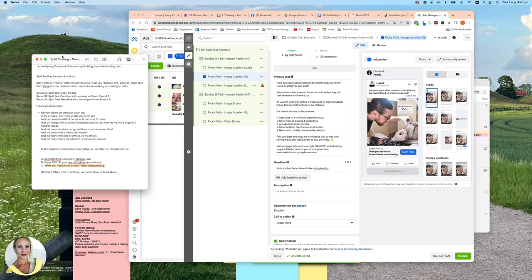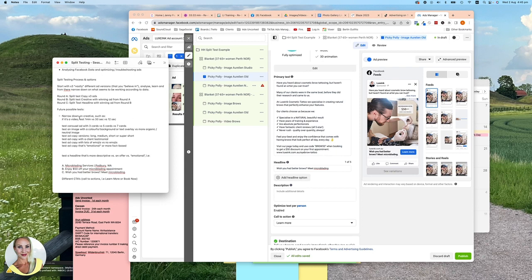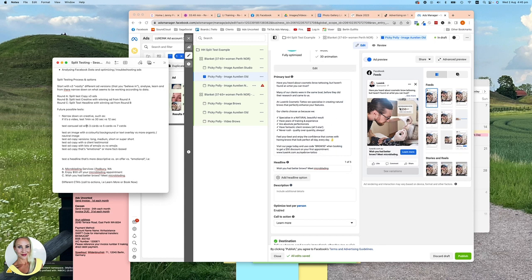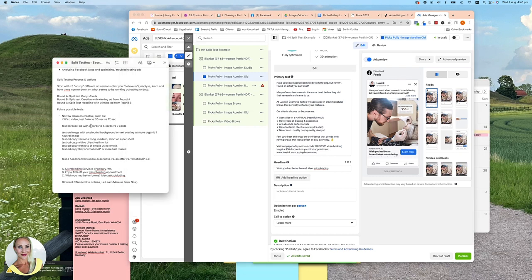Other things that are worth testing. Here I wrote narrowing down on creative. For example, if it's a video, you can test a 1-minute video. You can do the same video, but cut it so that it's shorter or even shorter than that. You can do a carousel ad. So when you click through, there are what we call carousel cards. So you could do 3 cards versus 5 cards versus 7 cards. You can test a still image with a colorful background or text overlay against an image that's very natural and organic looking.